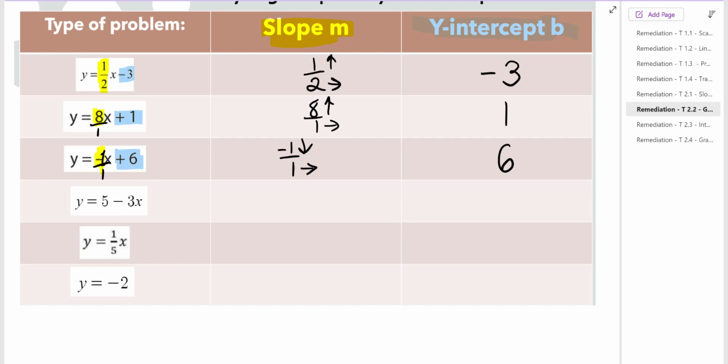Okay, now careful with the next one because the order is different. So cuidado con el siguiente porque el orden es diferente con los grupos. So remember, slope is with x. Slope es con la x. So slope is -3. Again, over 1. Down 3, right 1. The y-intercept is 5.